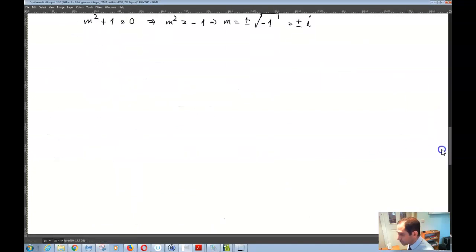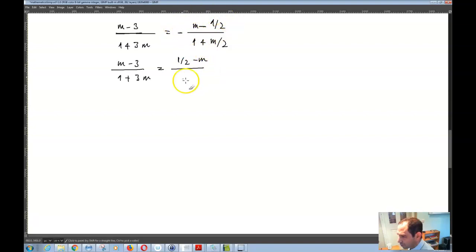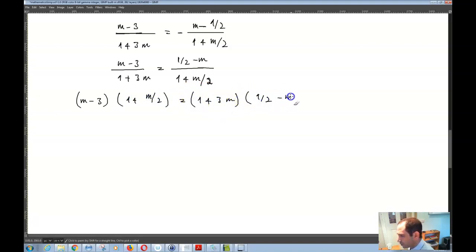Make a screenshot here to write it down. So then we said that (m minus 3) over (1 plus 3m) is equal to (negative m minus 1 half) over (1 plus m halves), which I can write as (m minus 3) over (1 plus 3m) is equal to (1 half minus m), multiplied by the numerator, 1 plus m halves. And now if I cross multiply, I'll get m minus 3 times 1 plus m halves is equal to 1 plus 3m times 1 half minus m.